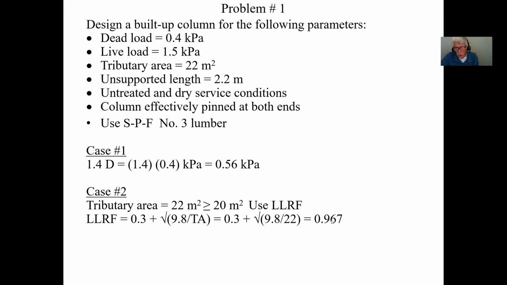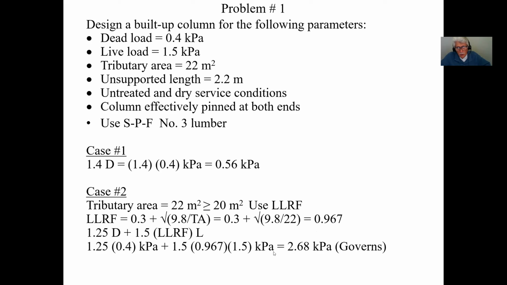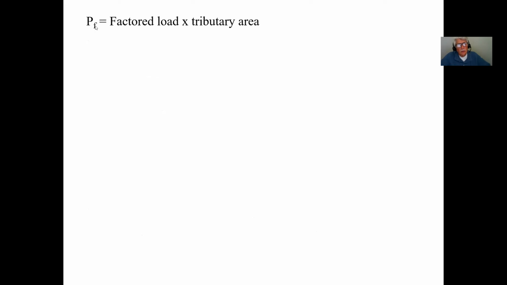Here I get a value of 0.967. And therefore, I use it and I multiply my live load with the live load reduction factor, thereby making my total factored load 2.68 kPa. Now that I've got that, I know that the analysis is very simple. The factored axial force is equal to the factored load times the tributary area. Therefore, I take 2.68 times 22 square meters. That gives me my PF.